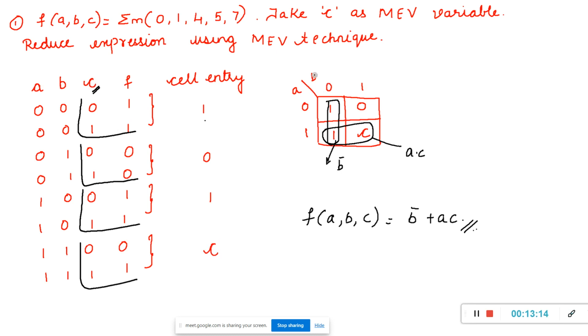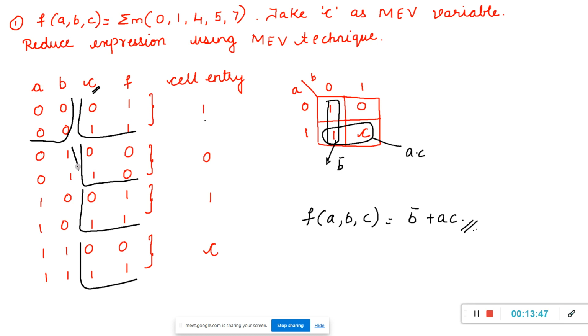Okay. So here next students, you need to map the 3 variable function into a 2 variable K-map. 2 variable K-map I have written here. You can see this 2 variable K-map A and B, which contains 4 cells. For A is 0, B is 0. See here this one. A is 0, B is 0. What is the cell entry? 1. I have written here 1.